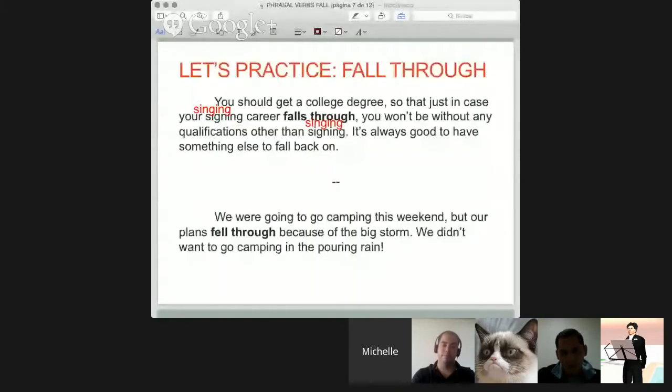Beto, could you read the second example? We were going camping this weekend, but our plans fell through because of the big storm. We didn't want to go camping in the pouring rain. Okay, so Beto, based on that paragraph, what do you think fall through means? Something that couldn't be accomplished. Yeah, so something that was planned but didn't have results, right? It didn't actually happen.